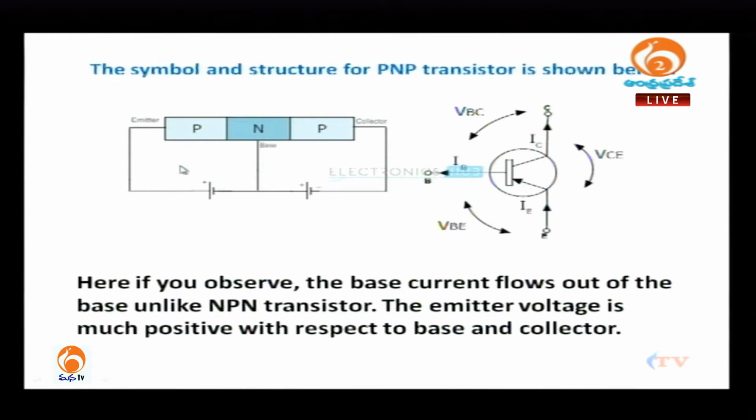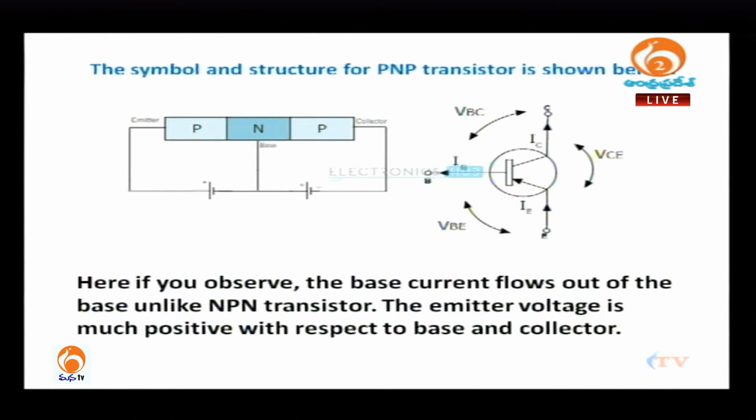Now, you can see here this is a PNP transistor. In this PNP transistor, this is the emitter and this is the base. Between this emitter and base, we have connected positive polarity. The emitter has been connected to the positive terminal of the battery and the N type base has been connected to the negative terminal of the battery. Now, it gets forward biased. When it gets forward biased, the holes get swept from the emitter into the base region.